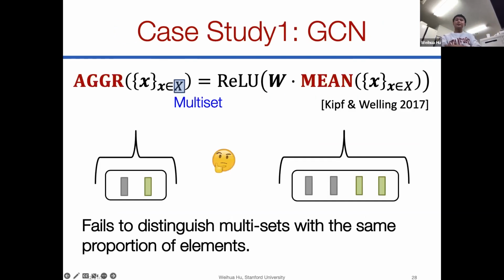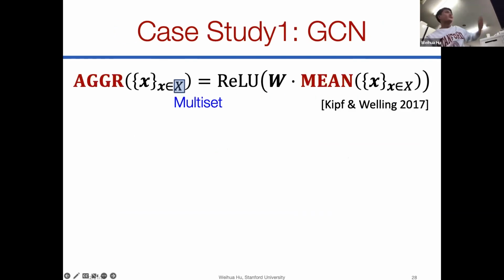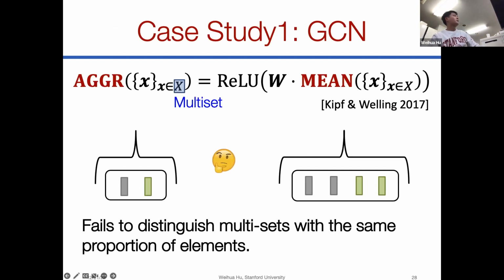Thank you. Okay. So let me apply our theoretical framework to GCN first. Just to remind you, GCN uses this aggregation function: first average the multi-set of the input, followed by a linear function and ReLU activation. And it turns out that GCN, this mean-based aggregation, fails to distinguish multi-sets with the same proportion of elements. This is because if different multi-sets have the same proportion of colors, you can imagine averaging them will give you the same output. So this basically means that GCN cannot distinguish this kind of different multi-set neighborhood.